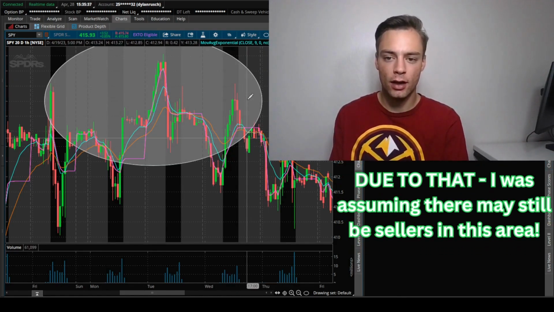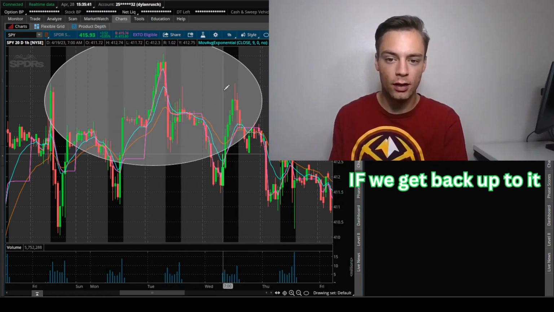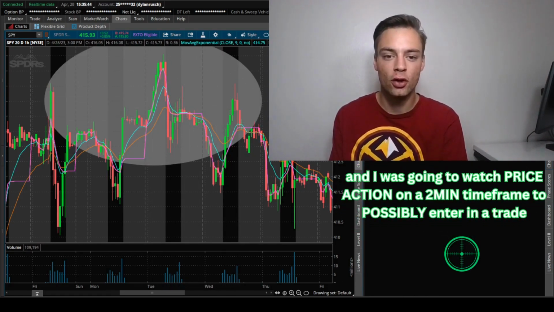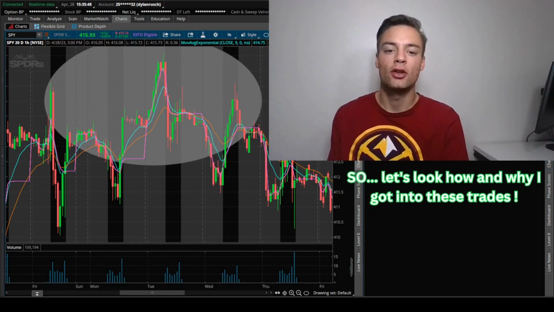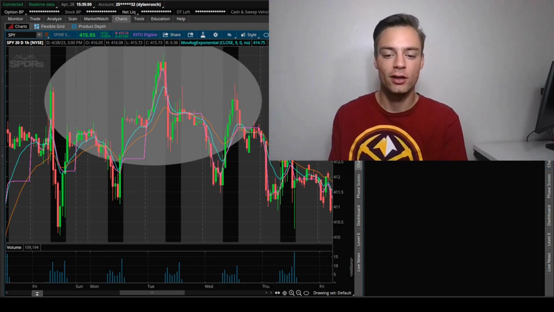And so due to that, I was assuming that there might be sellers in this area if we get back up to it. And I was going to watch price action on our 2-minute time frame for a possible entry to a trade. So let's look and see how and why I got into these trades.